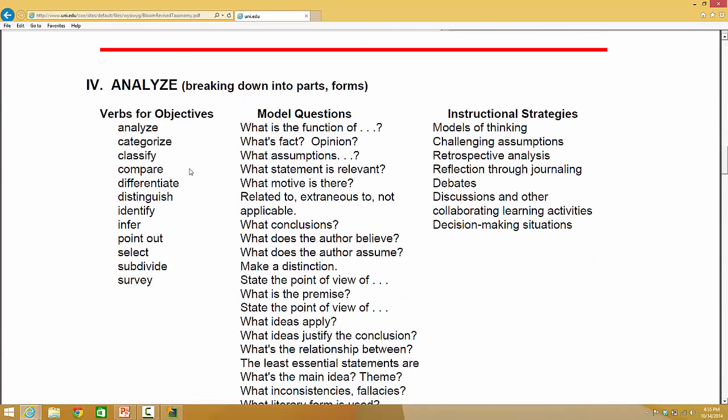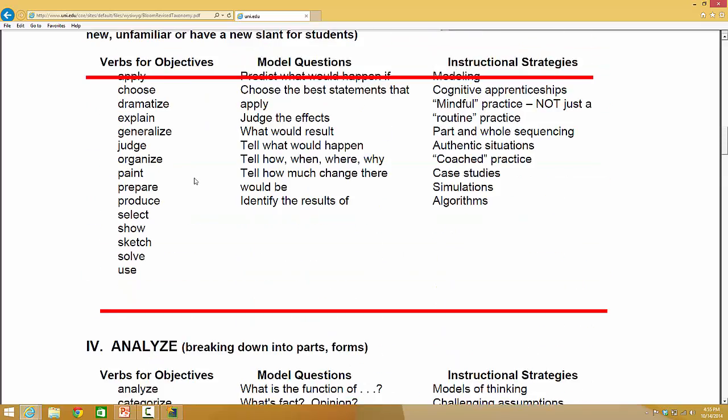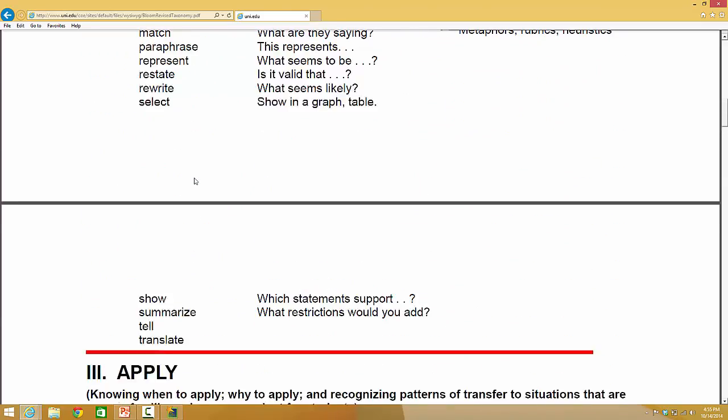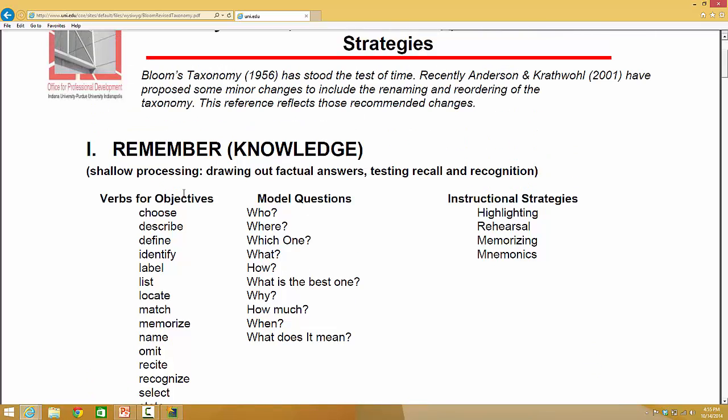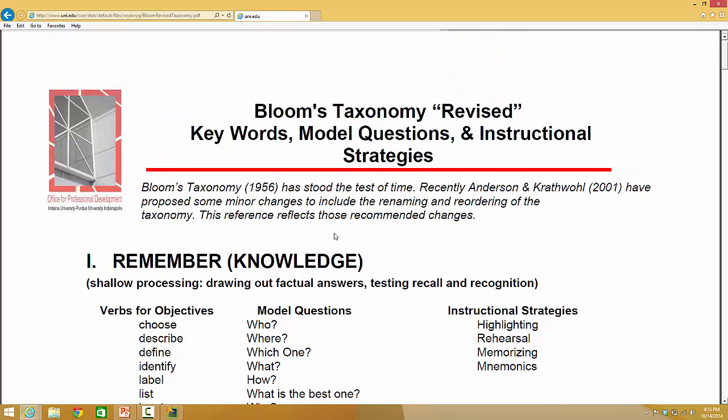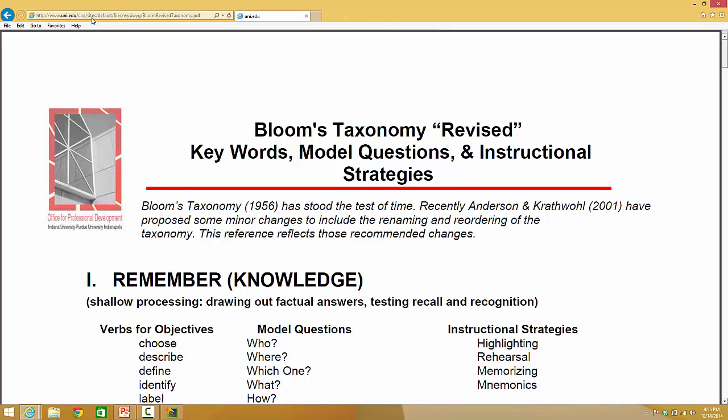I still refer to one of these charts in the classroom today when I'm writing my objectives for my lesson plans in the real world. So I don't mean to go over and say it over and over again, but definitely look at these verbs, look at these strategies. Okay, sorry.